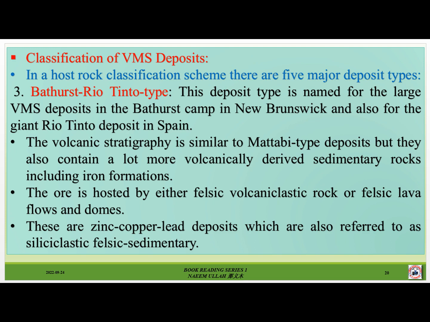Number three, Bathurst-Rio Tinto type. This deposit type is named for the large VMS deposits in the Bathurst camp in New Brunswick and also for the giant Rio Tinto deposit in Spain. The volcanic stratigraphy is similar to Matagami type deposits, but they also contain a lot more volcanically derived sedimentary rocks, including iron formations. The ore is hosted by either felsic volcaniclastic rock or felsic lava flows and domes. These are zinc-copper-lead deposits, which are also referred to as siliciclastic felsic sedimentary.